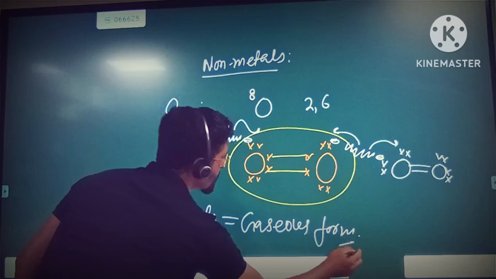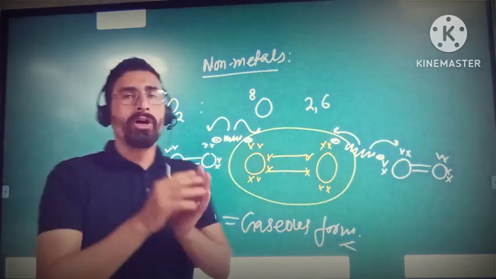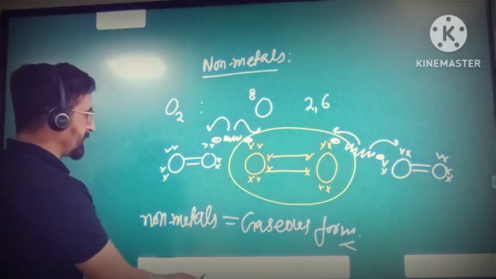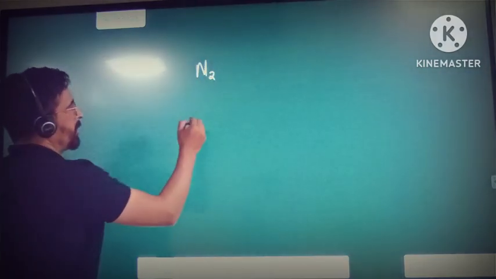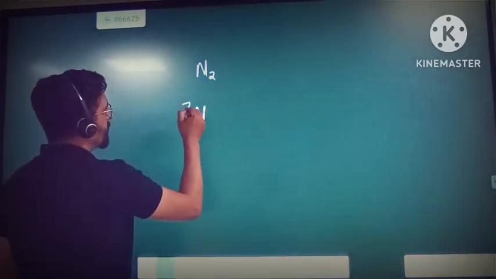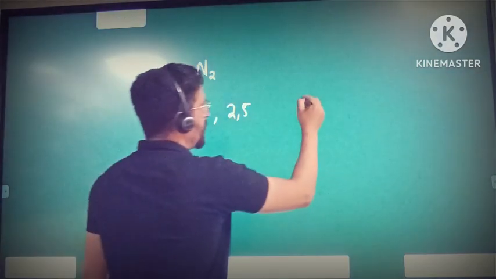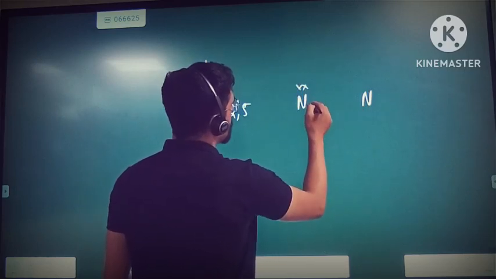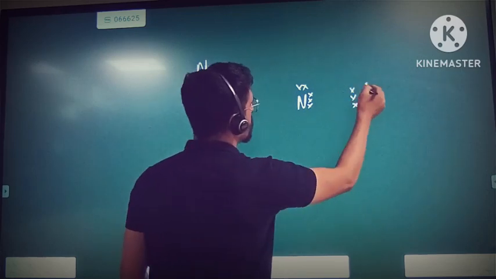I hope it's clear to you guys now. So why do non-metals exist in gaseous form? This is the reason. Let us take another example. If we talk about nitrogen, N2, what is the atomic number of nitrogen? 7. Electronic configuration 2, 5. Here this is a nitrogen atom, here another nitrogen atom, 5 electrons in the outermost shell each.